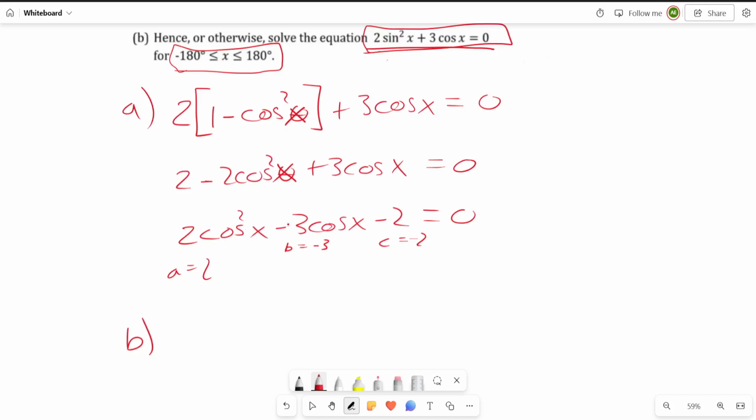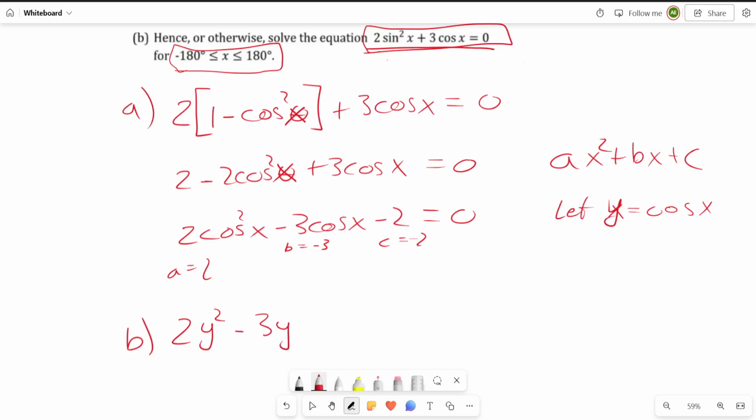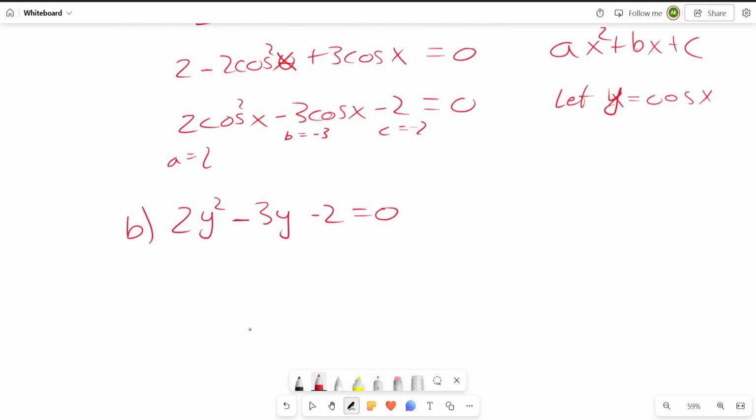If I look at this equation right here, I'll find something squared, minus the same thing not squared, and then some number. Doesn't this look like ax squared plus bx plus c? So this is basically a quadratic function. If I let y equal cosine x, I'm going to have an equation that looks like this: 2y squared minus 3y minus 2 equals 0. And then I can solve this using quadratic equation methods.